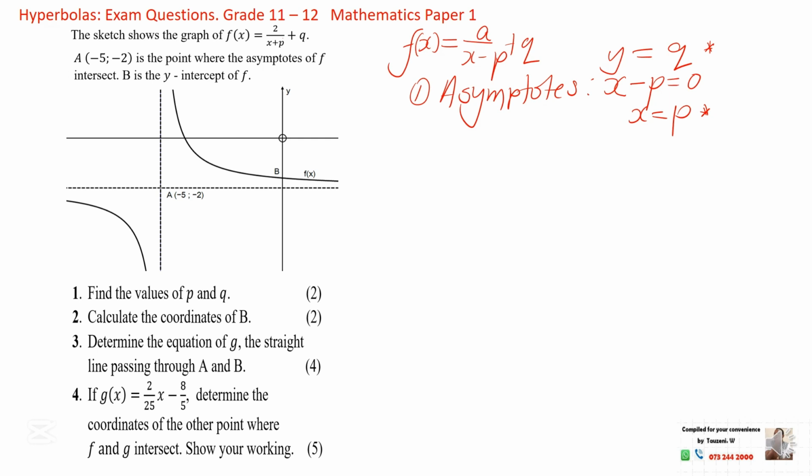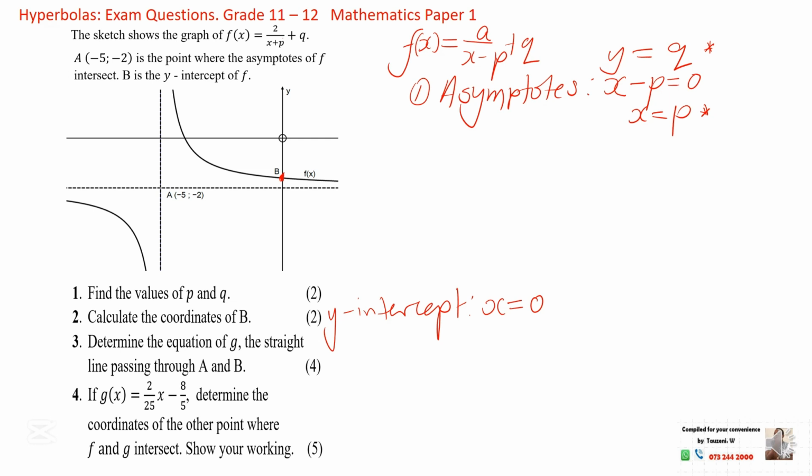The next thing being tested is that I need to know how to determine the coordinates of the x and y intercepts. That will be coordinate B. So B is the y-intercept of the function. The question will be, how do you determine the y-intercept? For us to find the y-intercept, we put 0 in place of x and then solve the resulting equation.